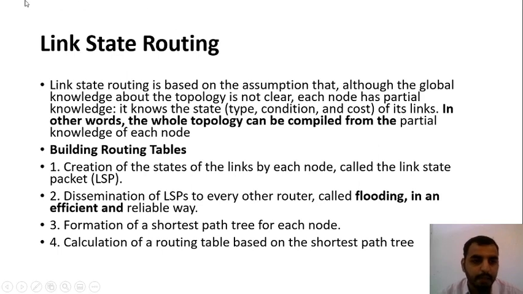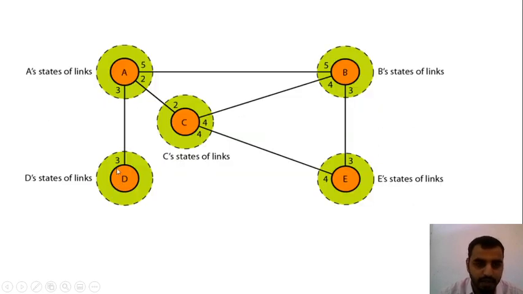So what it says, building a routing table: creation of the state of the link by each node, called the link state packet. Now what is it? This is how it is created. Overall, if you see, this is node A, B, C, D and E.